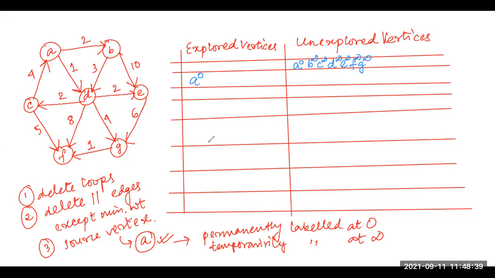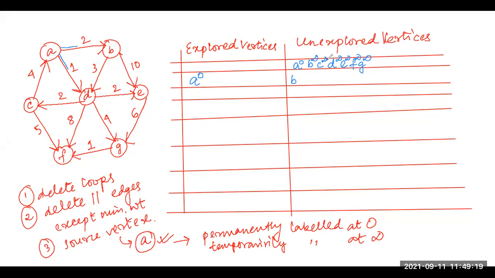Fine. Now, once I have kept it in my explored vertices list, I will see what are the vertices that can be reached from A. I can see one outgoing direction from A to B and one outgoing direction from A to D, right? C to A is inward. So from A, I cannot reach C. So from A only I can reach B and D. Yes or no? Yes ma'am.